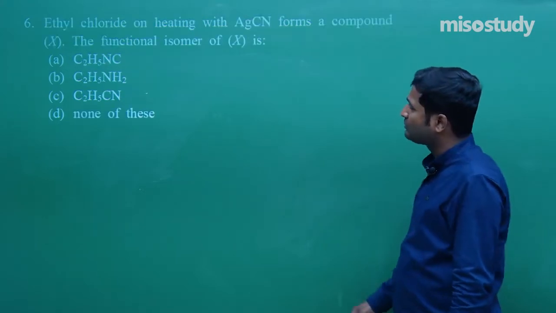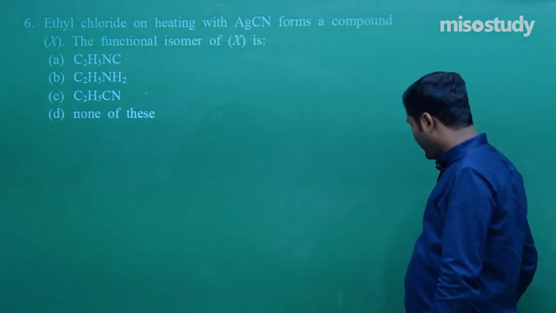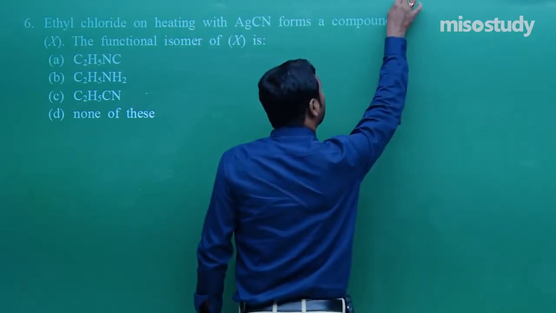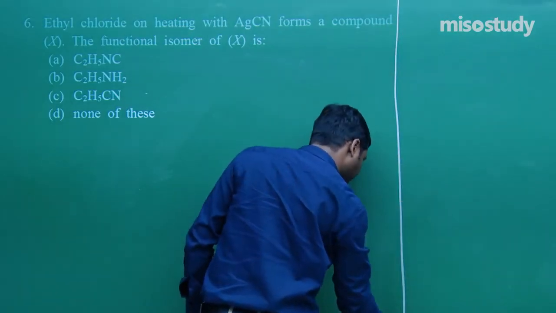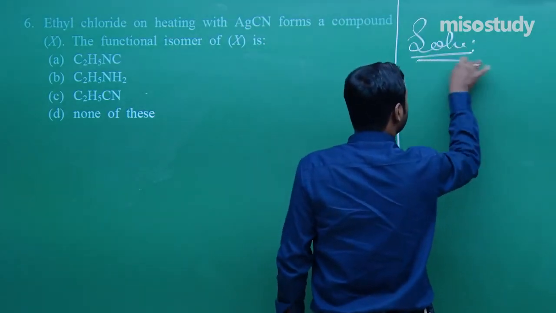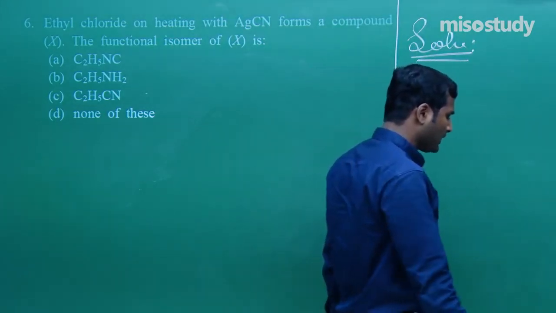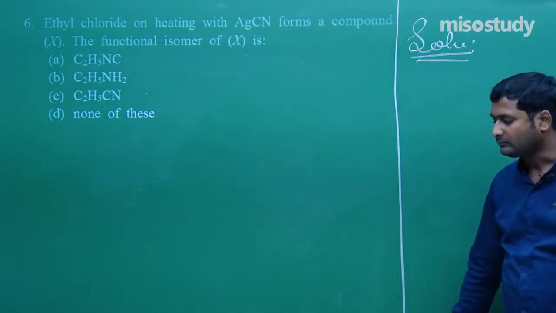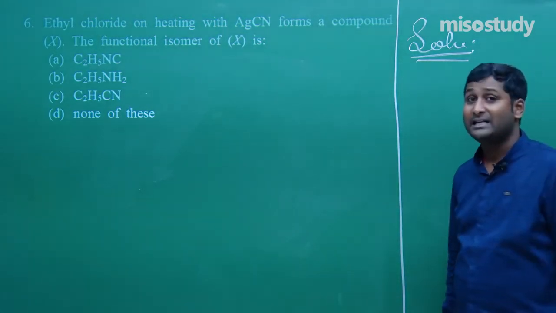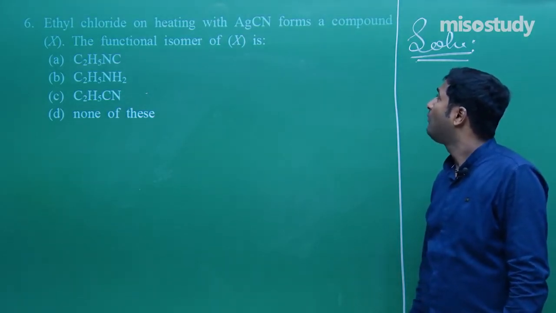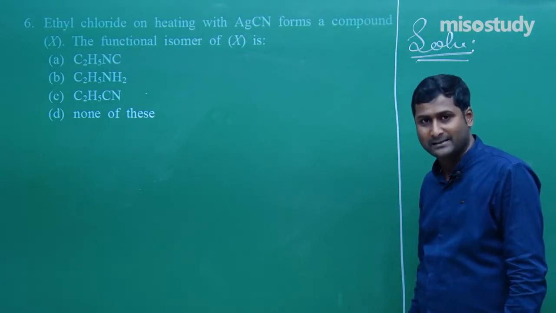The next question is question number 6. Now read the question carefully. Do you remember this? Wait for a moment. What is given here? Check it out. Read the question carefully. I am giving you a few seconds. Read what is given here. It is given that ethyl chloride on reacting with AgCN forms a compound X.